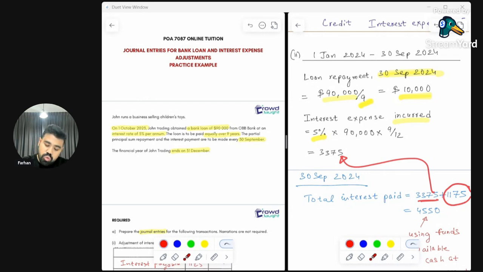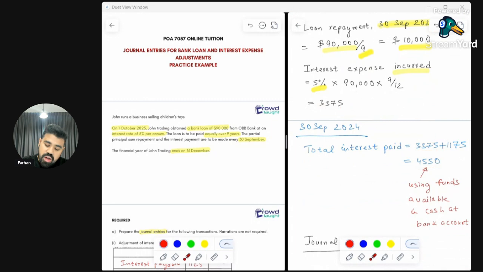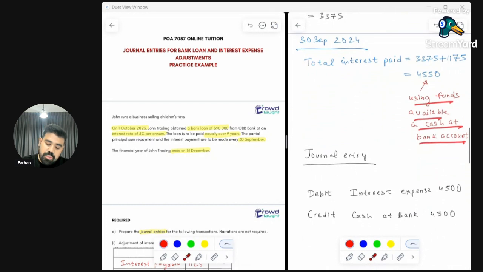And altogether, we will be paying $4,550 as the total interest at 30 September 2024, which is basically all the interest since 1 October 2023, okay? And this will be paid using funds that are available in the cash and bank account, all right? So if we are using our funds available in the cash and bank account, that means our cash and bank account is going down in value.